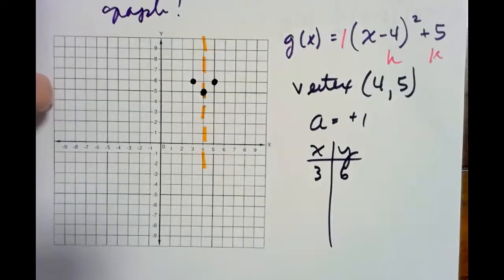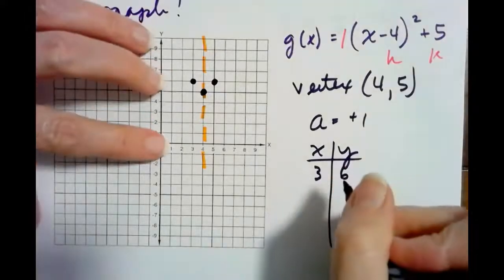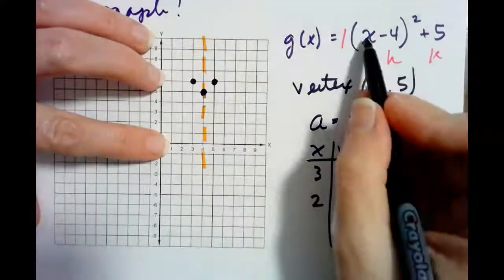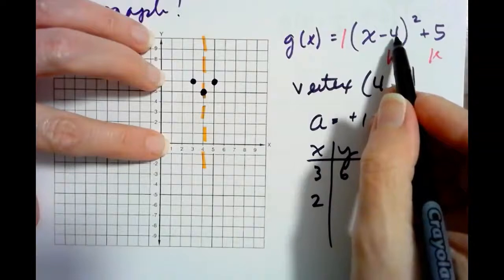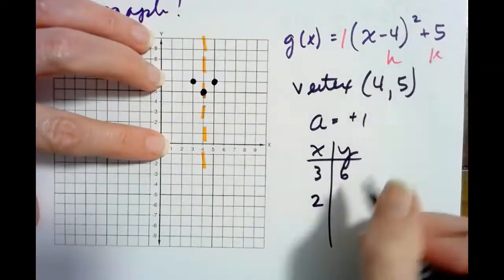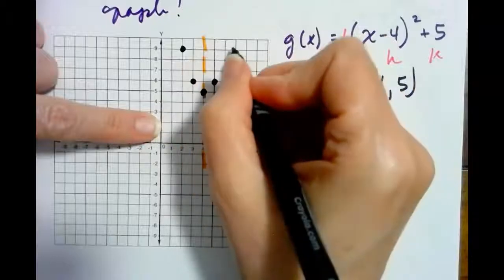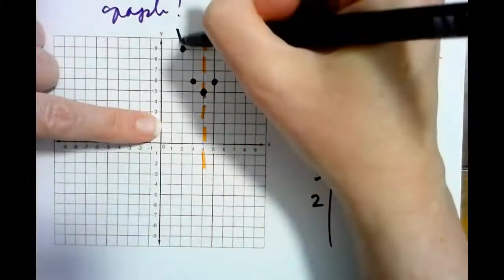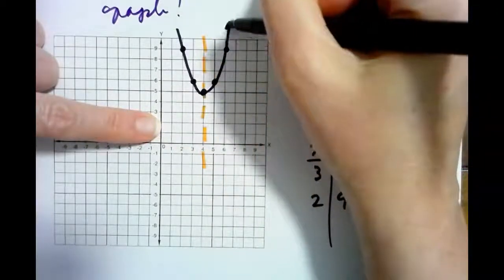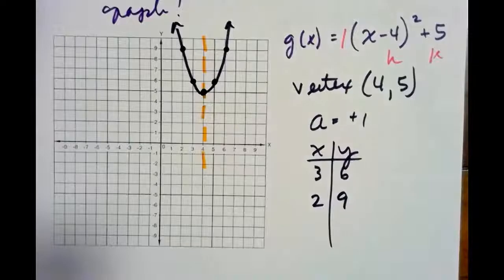And let's shoot for 5 points. So let's also plug in a 2. 2 minus 4 is -2. -2 squared is 4. 4 plus 5 is 9. Over 2 up 9. And then we can use symmetry to get that other point. Here is our very nice parabola.